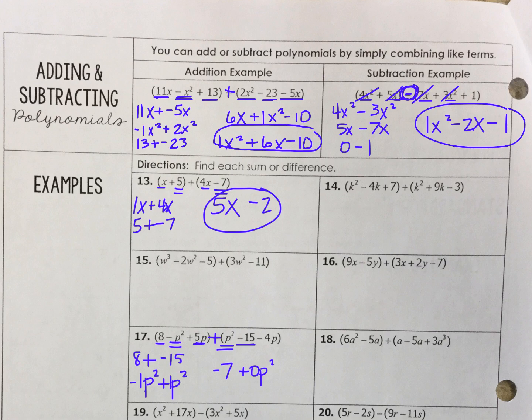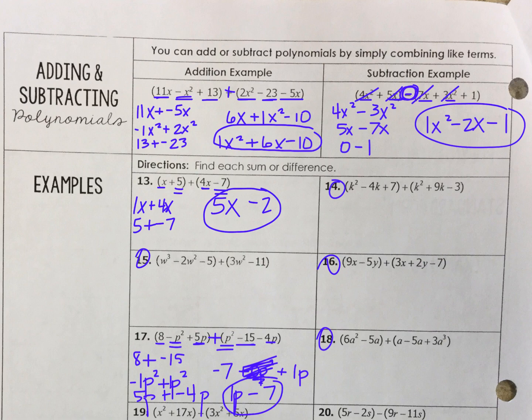And then I have 5p plus negative 4p. 5p plus negative 4p is positive 1p. We know, though, that when we have 0 of something, we have none. So we don't even write it. So now I have negative 7 plus 1p. Well, to write that in perfectly happy math land language, we'd write 1p minus 7. All right, so those are two examples of addition. I want you to do 15, 14, 16, and 18.